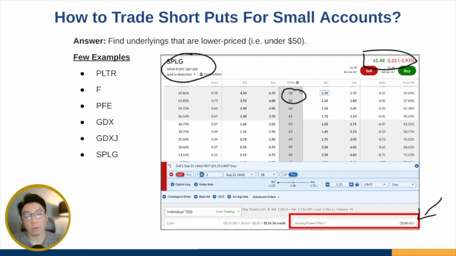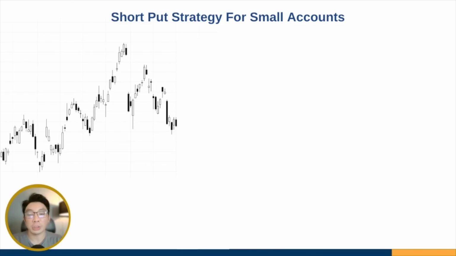So one thing that you will find is that with some of this underlying, the spread can be pretty wide. So as you can see down here, the spread is $1.25 to $1.75. So it's pretty wide. Down here as well, you see $1.50 to $2.05. So this is one thing you need to take note of if you were to choose some of this lower price underlying.